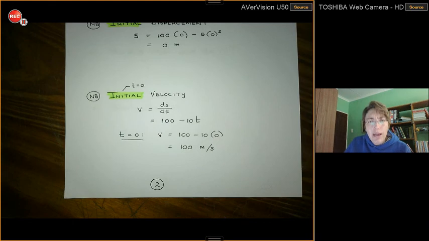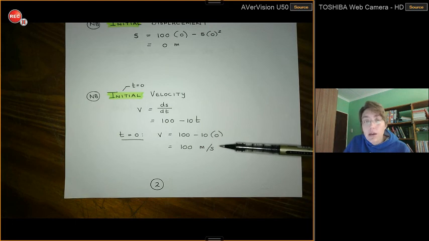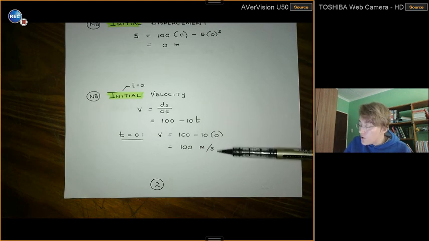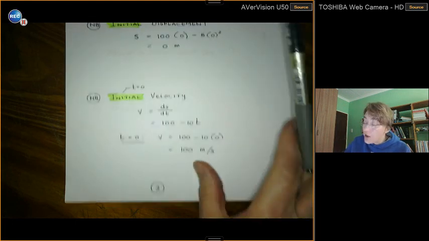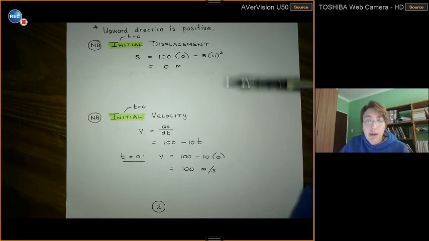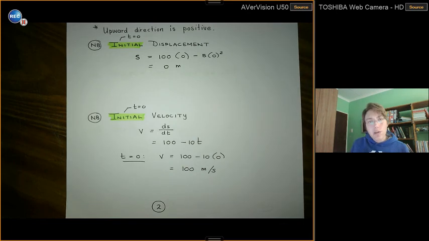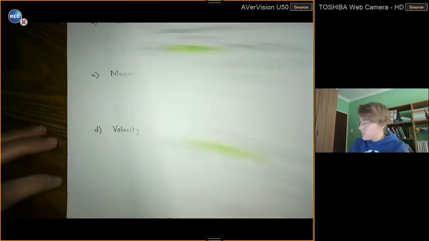By the way, in the example, if you look in your textbook, they actually stated the initial velocity is 100 meters per second. They didn't ask you to calculate it, but I just wanted to explain to you what the terms initial displacement and initial velocity refer to. Now let's look at the questions that they actually ask.